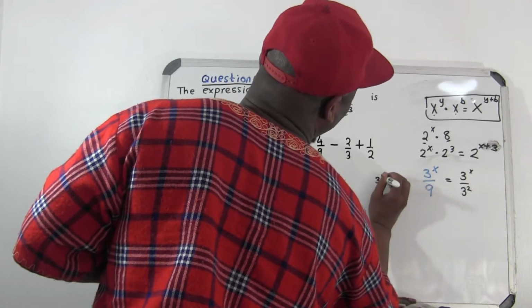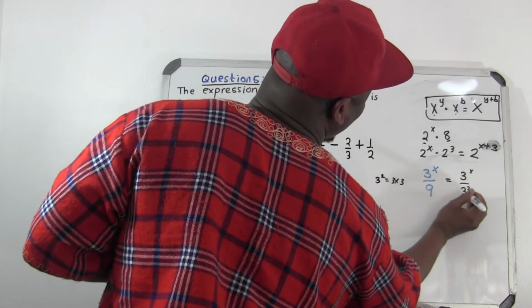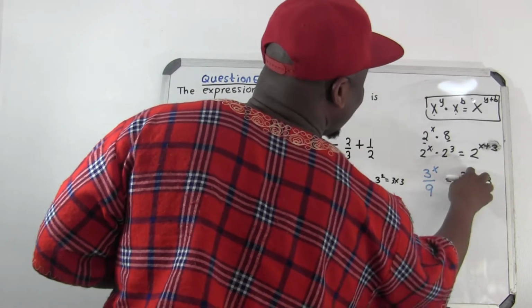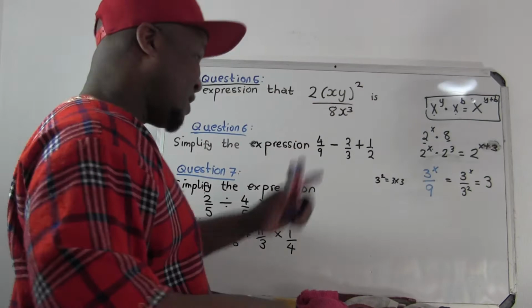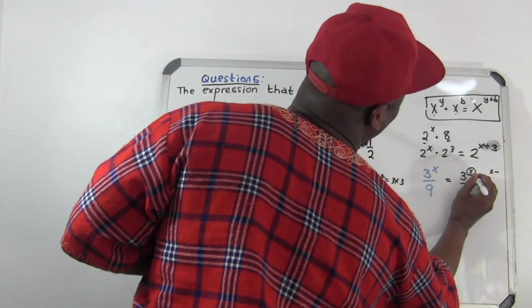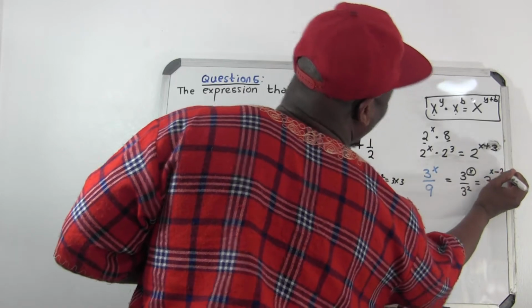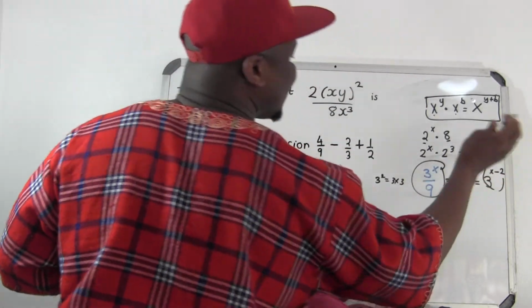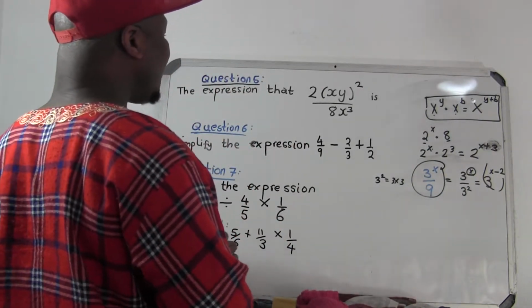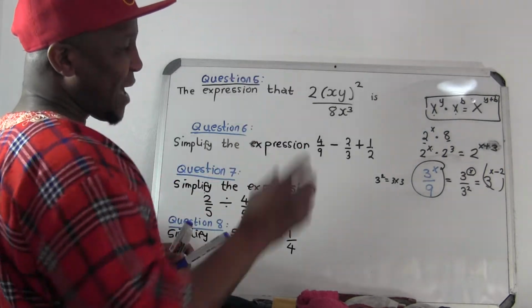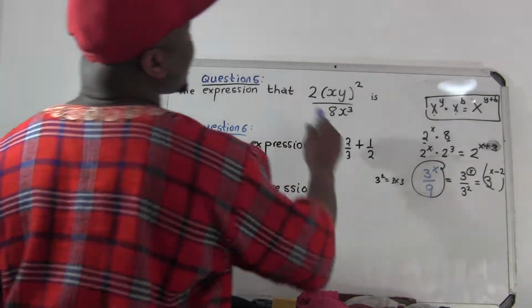Look, 3 squared is 3 times 3. So you see, the bases are the same, so I write one base. And since this is division, take the top exponent minus the bottom exponent. You know what I'm saying? So those are exponent rules. Another exponent rule: you take the top minus the bottom.